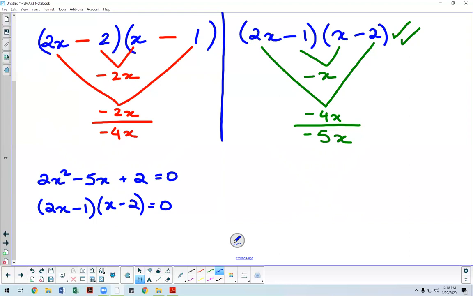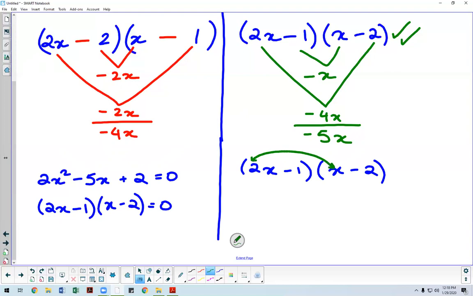Do we remember the term FOIL? First, outer, inner, and the last. Yeah, so that's where you actually multiply your factors. So when you are talking about first, that's going to be the first from each expression. So when I multiply that, that gives me 2x squared. When I'm talking about FOIL, outer, that's going to be the outer from the entire expression. So this is the outer and this one, so that will give me negative 4x. Inner, that's going to be the two inside terms, which is negative 1 times x, negative x. Last is last for each expression, which will give me positive 2.